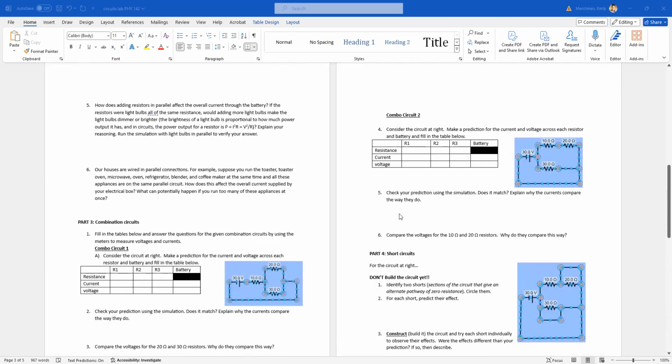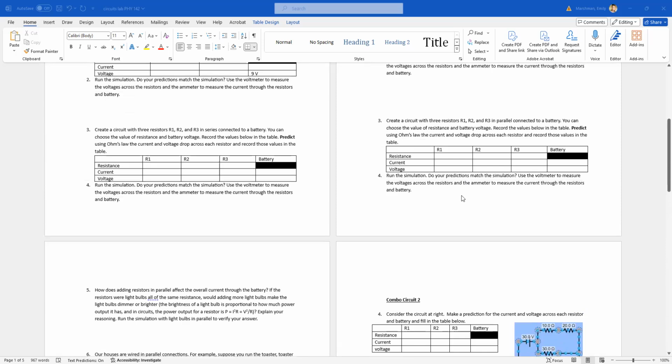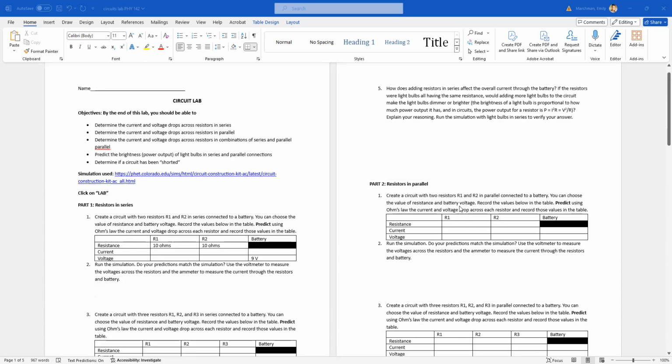No graphs here. Mostly I just want you to think about resistors in series, in parallel, and combination, and think about if these were light bulbs, right? How would the circuit look, right? Because I think if you can explain it using the light bulbs, you've got a pretty good grasp of it, okay?